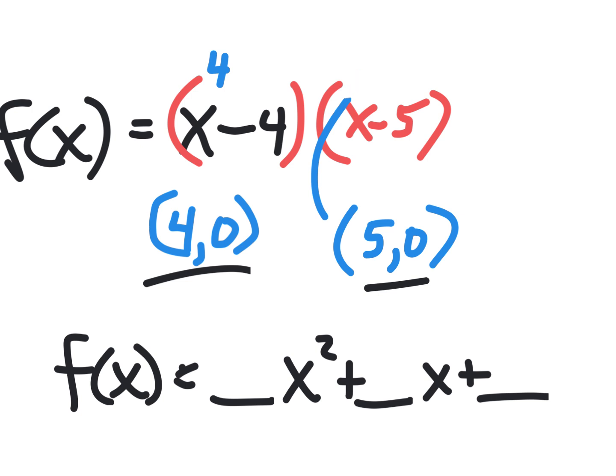So, first, to find the x-intercepts, you figure out what makes it equal 0. Because remember, the x-intercepts are where this y, remember f of x is like y, where y is 0. That whole thing is 0 when this is 4 and this is 5. And then the other part of the question, you have to multiply it out.